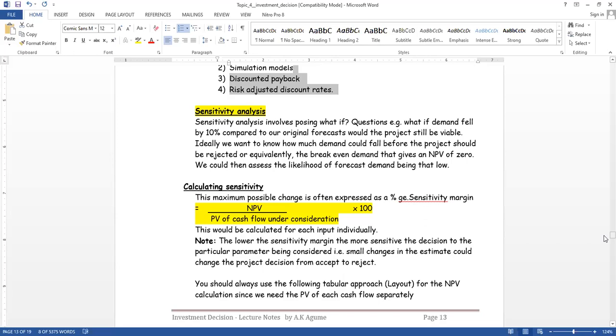What if our selling price has fallen? What would happen? What if our cost of capital has increased? What would happen? Would the project still be viable? So we are looking at the sensitivity of the given variables on the decision that we have undertaken.